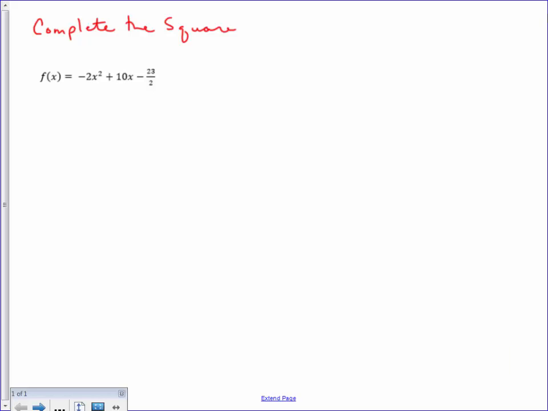Here's an example of completing the square where there's not an understood 1 in front of your x squared term. In this case, we see a -2 in front of the x squared term. What we will do in this situation is start the same way as we did before by separating the x squared and the x term from the constant term.